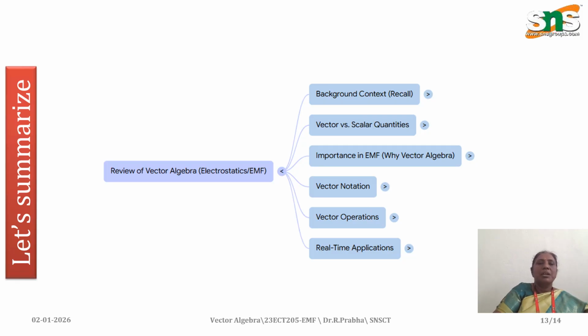In this, we have seen the recall, that is the background context, and next we differentiated vector and scalar quantities, and the importance, the empathy part, why vector algebra is so important in electromagnetic fields. We have seen the notations used to represent vectors, the vector operations, and also the real-time applications.